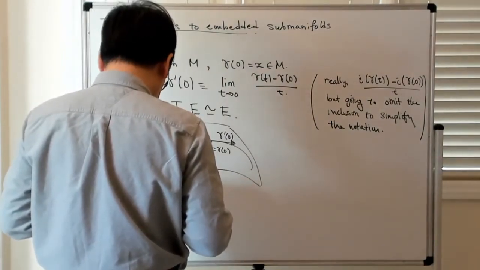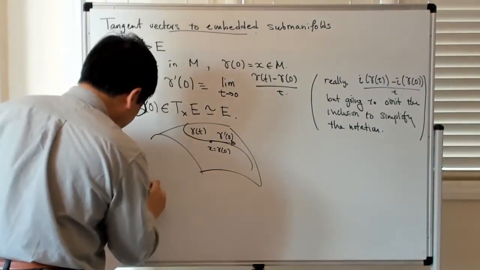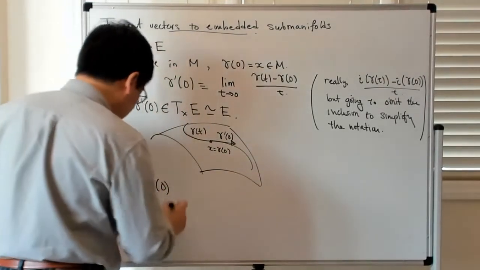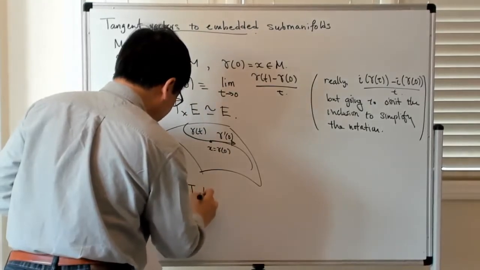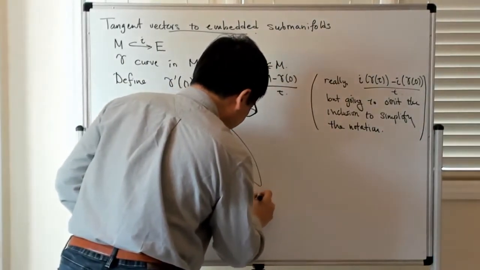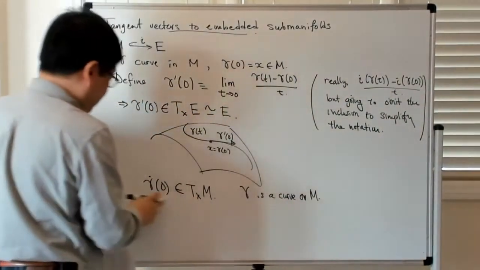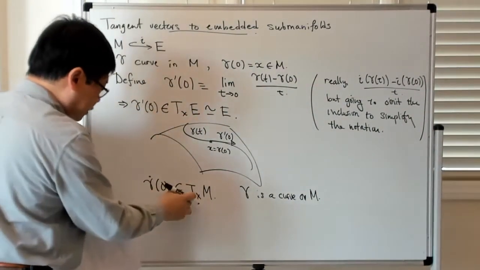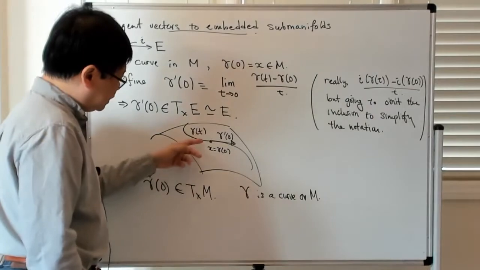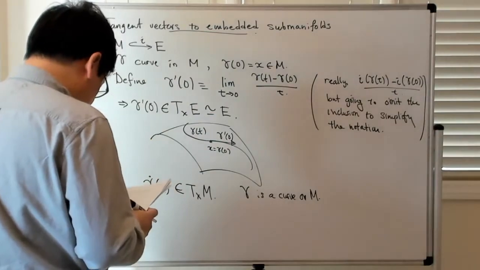And then there's, of course, gamma dot, which is this abstract tangent vector in the tangent space at x to M. And this is because gamma is a curve on M, so it induces a tangent vector in the tangent space at x of M. It's in the tangent space at x because gamma at time t equals 0 is equal to x.